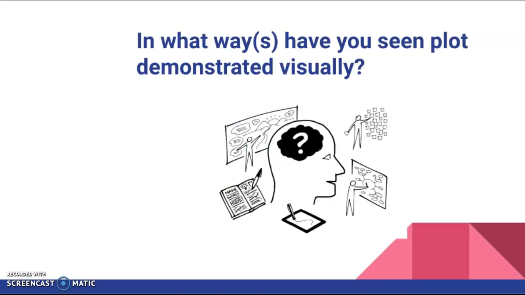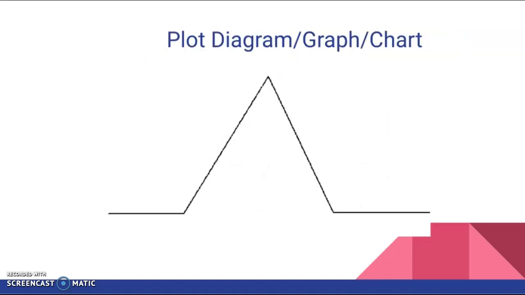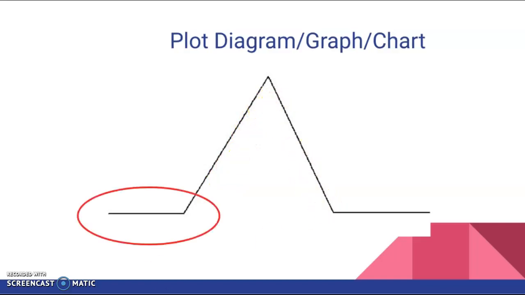In what ways have you seen plot demonstrated visually? Usually in class, this is the time that I would ask that and take volunteers or suggestions on how you have seen it. Since I don't know how you've seen it, I wanted to take the time to show you this diagram, which is a pretty traditional diagram of how plot is portrayed. It starts here, and again, it's not just beginning, middle, end. There's a reason why things go up and things come down, which we'll go over right now.